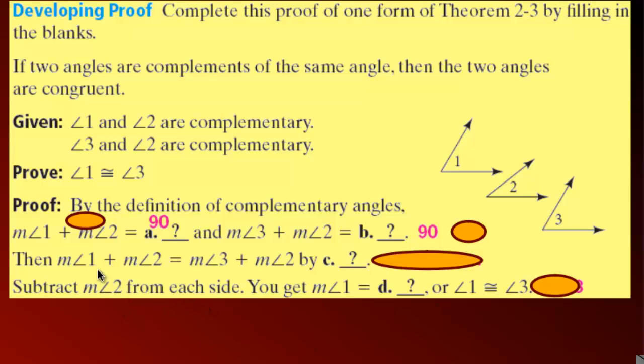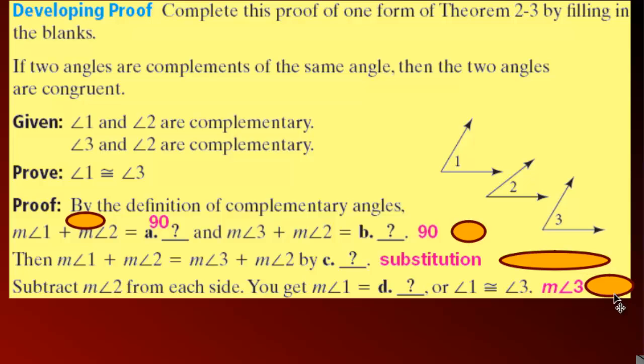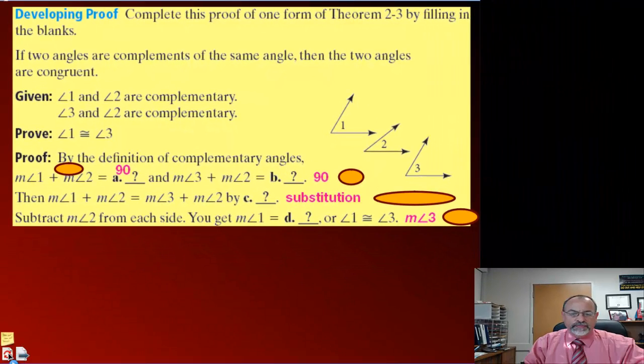So then we know that the measures of 1 and 2 are equal to each other because 90 is equal to 90. So we can use substitution again, where instead of using 90 we use 3 and 2, because 3 added to 2 is equal to 90. So by substitution we can substitute that value in. Then subtracting 2 from each side, that leaves us the measure of angle 1 is equal to the measure of angle 3. So we have our proof. We've done what we decided to prove. All right.